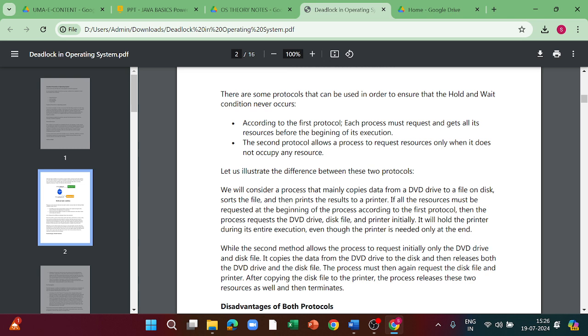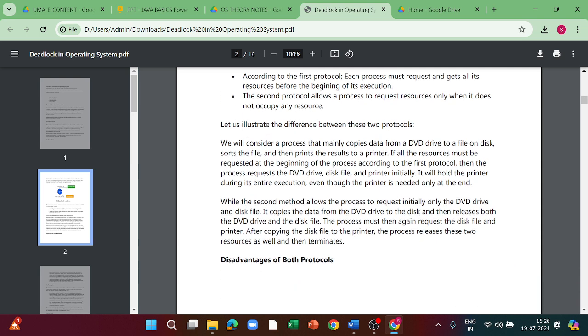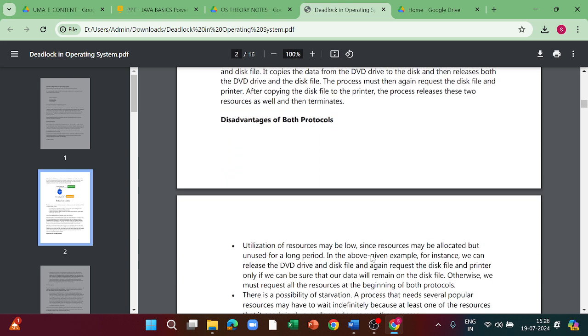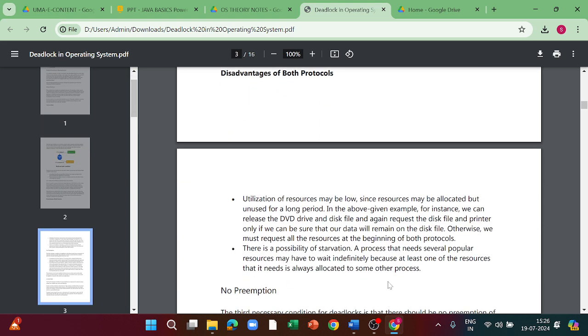In the second method, the process initially requests only the resource it needs, and it will wait for another resource until it needs it. And this is the second condition. But is there any disadvantage with both the protocols?